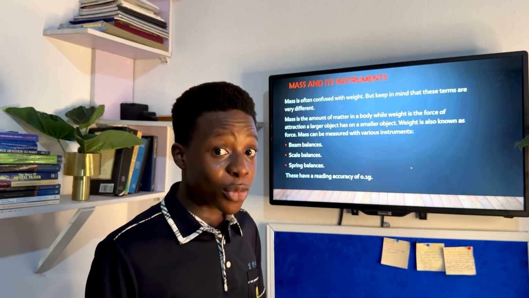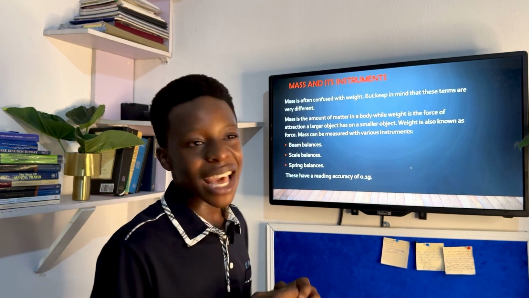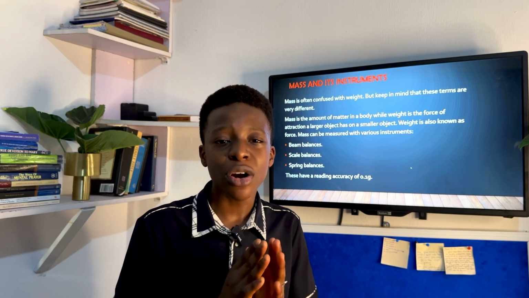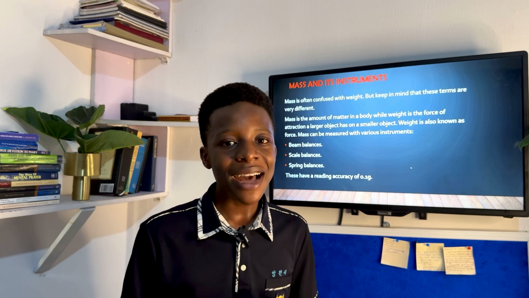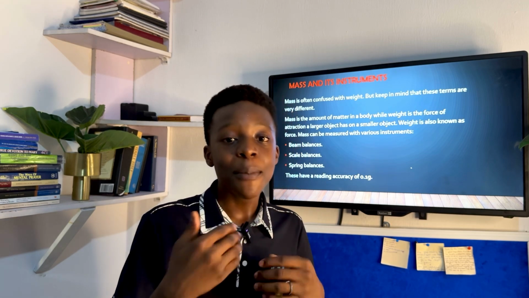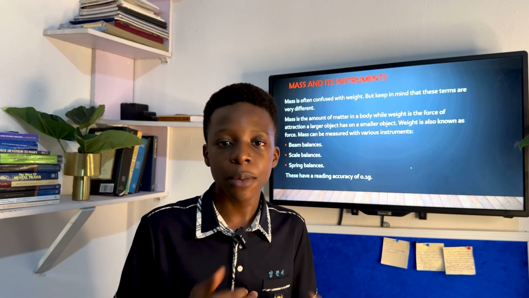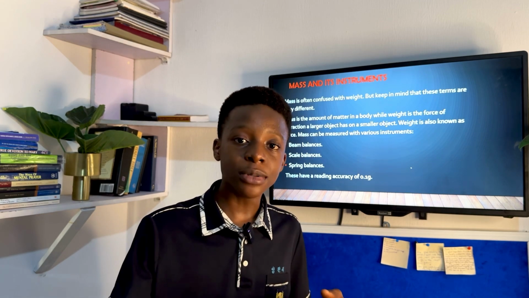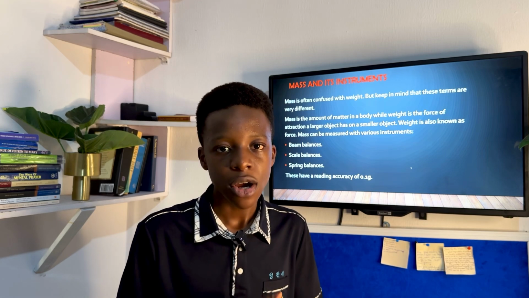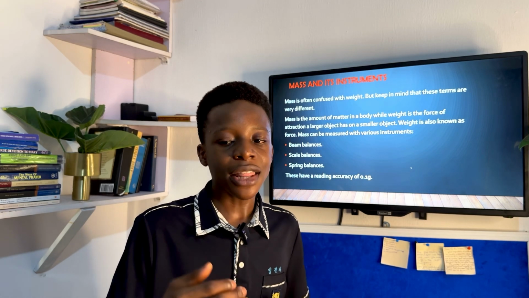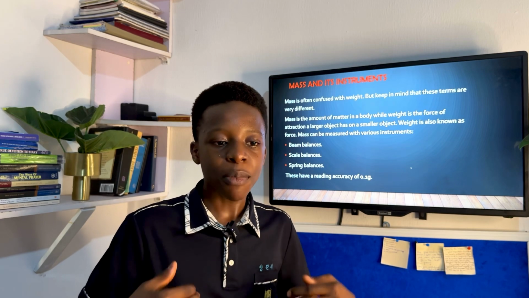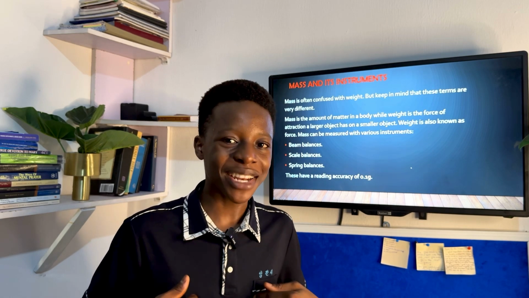Mass and its instruments. So now that we're done with length: mass and weight are often confused with each other, but know that these are entirely different terms. Mass is the amount of matter in a body, the amount of stuff something has. But weight is the force of attraction a larger object has on a smaller object. So I can say that my weight is the attraction the earth has on me, but my mass is not my weight.